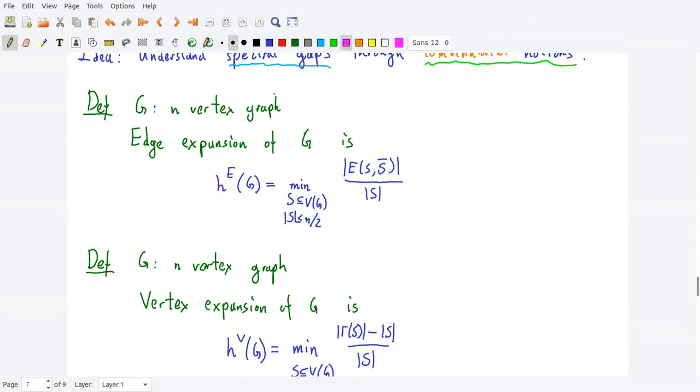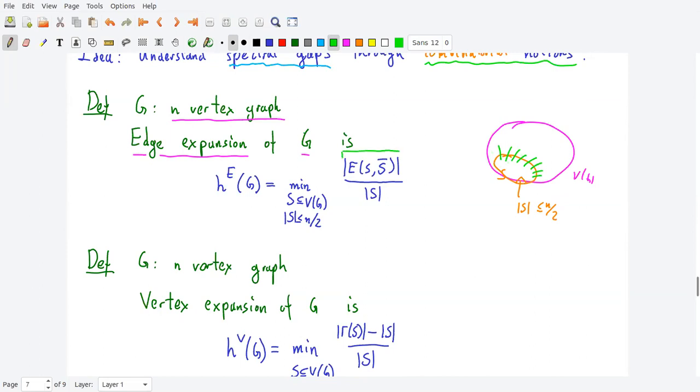So imagine that you've got an n-vertex graph, and the edge expansion of this graph is the following quantity. Imagine you've got the whole vertex set, and you pick any subset of vertices S that consists of at most half of the vertices. So the size of S is at most n/2. Now let's measure how many edges are sticking out of this set of vertices. So you measure how many edges there are between S and the complement of S, which is V(G) minus S.